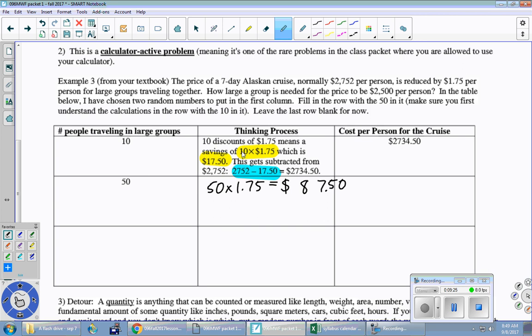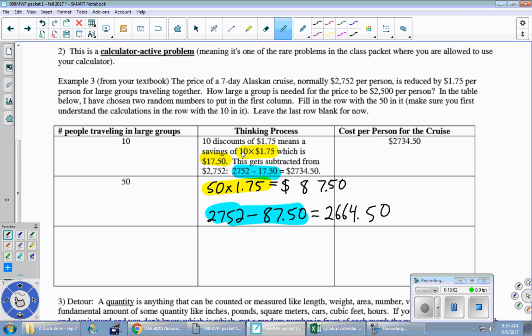What do I do with that to calculate my per person cost? Okay, so then we do the 2752 and then we subtract this 87.50. And so I'll highlight that in blue. It matches the stuff that's up above in blue. Anybody have this number, or are you guys going to watch me struggle again? Thank you. Okay, so in this case, $2,664.50. Again, the goal for solving this problem is to get the cost all the way down to $2,500.